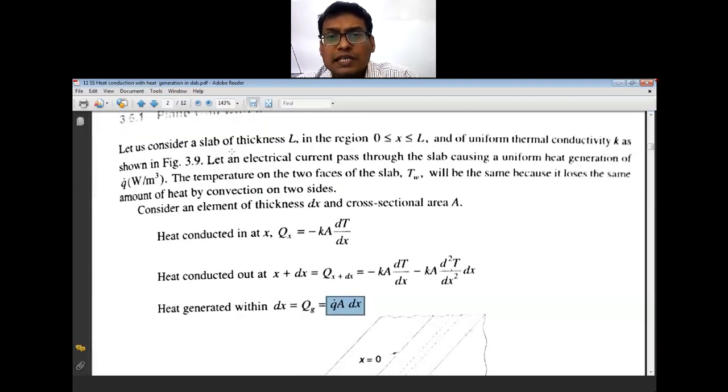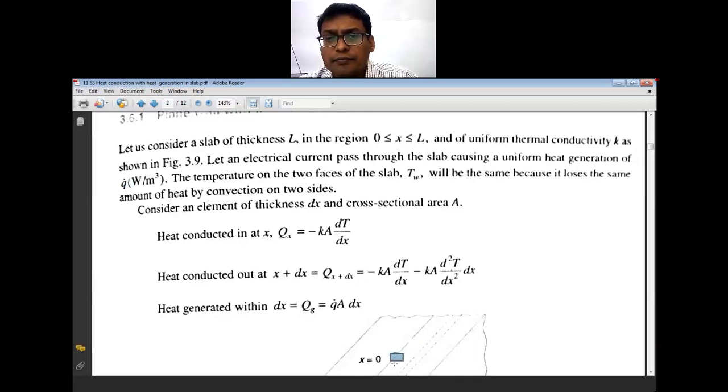So this is a slab of thickness L in the region x lies between 0 and L, of a uniform thermal conductivity k. We are considering the thermal conductivity as uniform. Let an electric current pass through the slab, causing a uniform heat generation of Q dot, that is watt per meter cube. This is the uniform heat generation that has been taken into account.